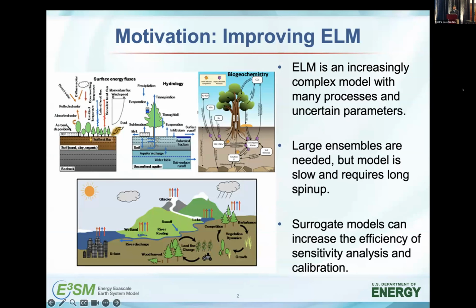So ELM is, as some of you may know, an increasingly complex model. So it's a full land surface model. It does the energy balance. It simulates hydrology with 10 soil layers, biogeochemistry with the cycling of carbon, nitrogen, and phosphorus, and also things like land use change, urban systems, agricultural systems.